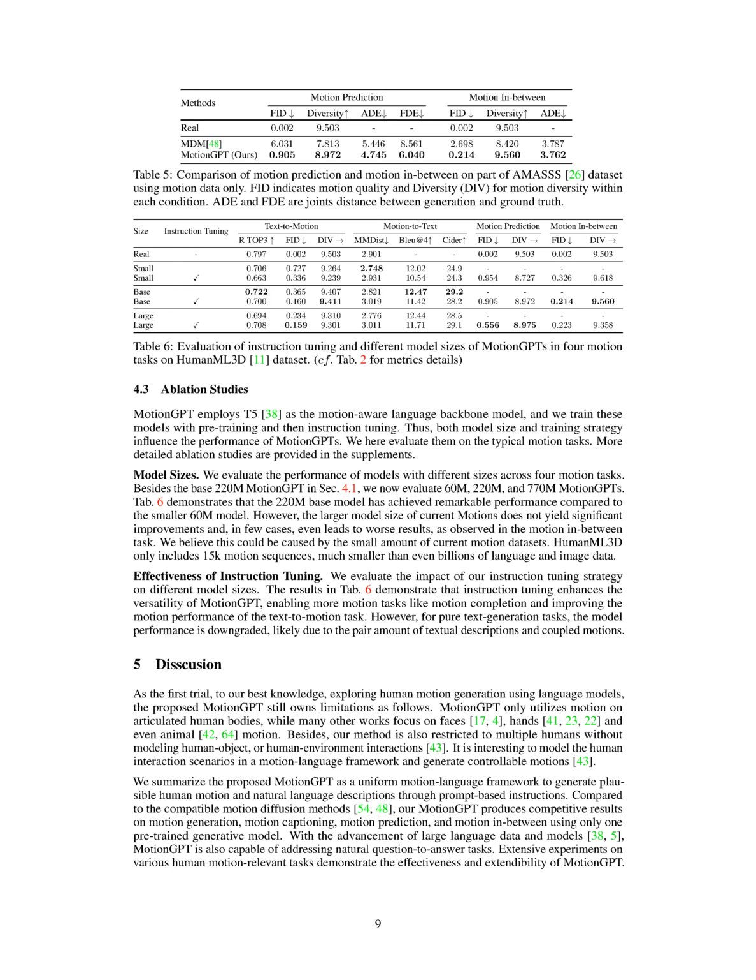Section Summary. The performance of MotionGPT is influenced by both model size and training strategy. Model sizes were evaluated across 4 motion tasks, with the 220M base model achieving remarkable performance compared to the smaller 60M model. Instruction tuning enhances the versatility of MotionGPT, enabling more motion tasks like motion completion and improving the performance of the text-to-motion task, but for pure text generation tasks, the model performance is downgraded.